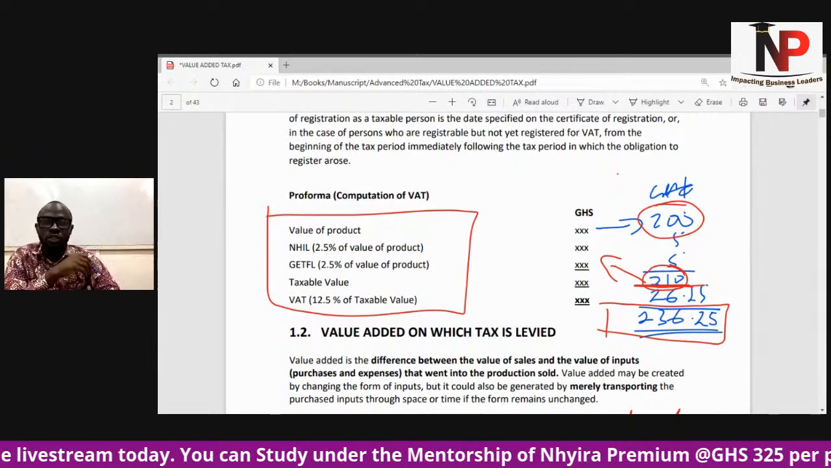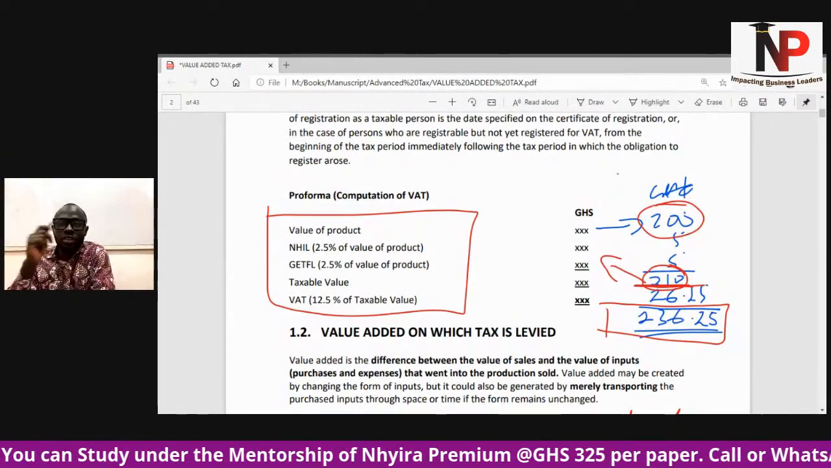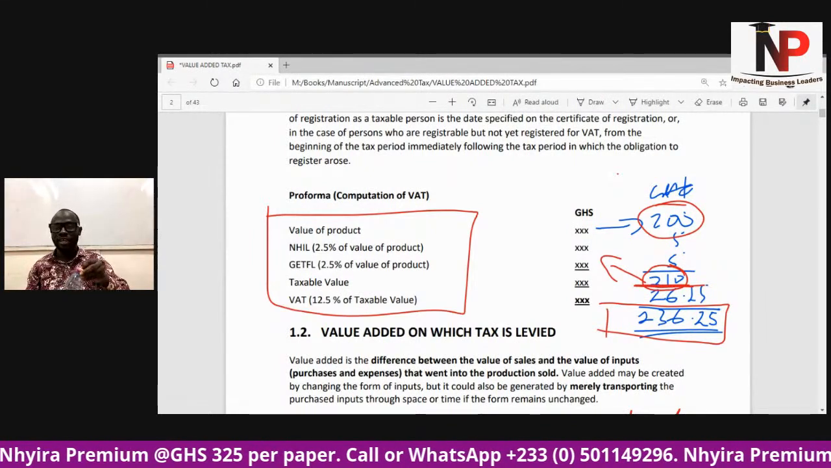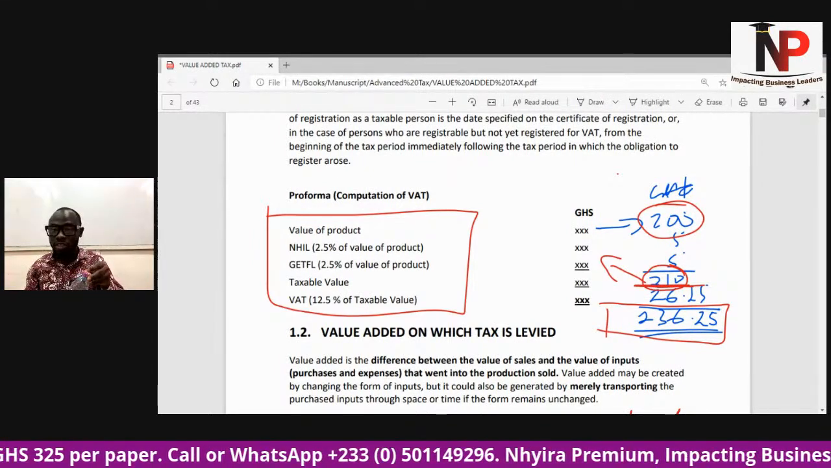All right. So we want to continue with our discussion on value-added tax, and today look at the final principles and definitely talk about a couple of questions real quick.